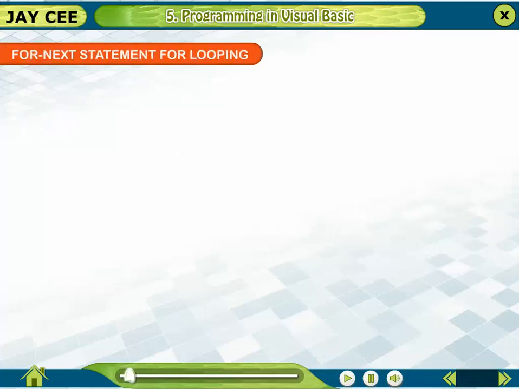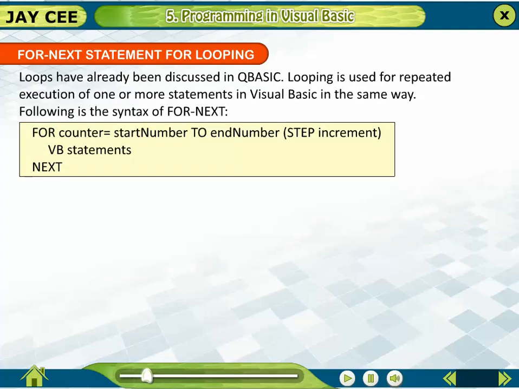For next statement for looping. Loops have already been discussed in QBasic. Looping is used for repeated execution of one or more statements in Visual Basic in the same way. Following is the syntax of for next.